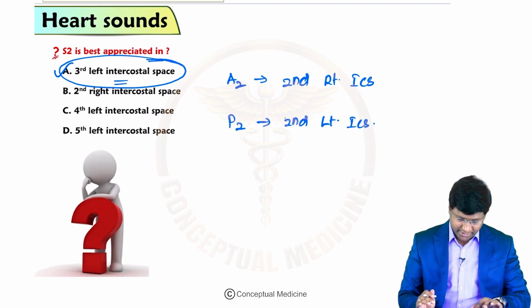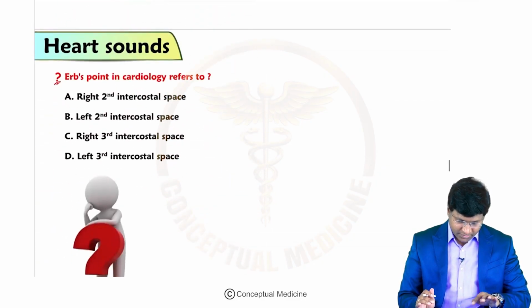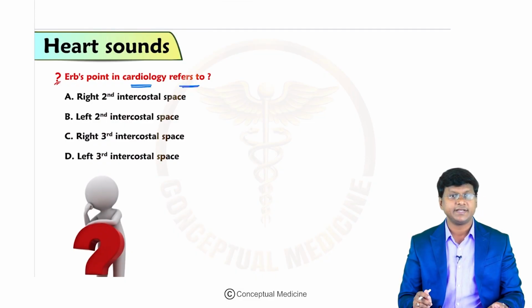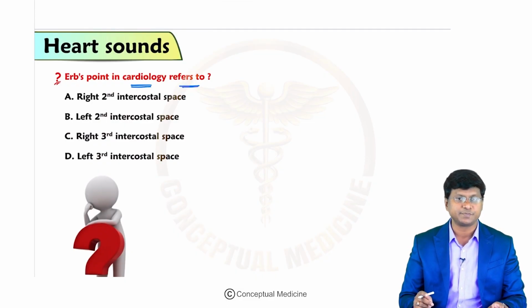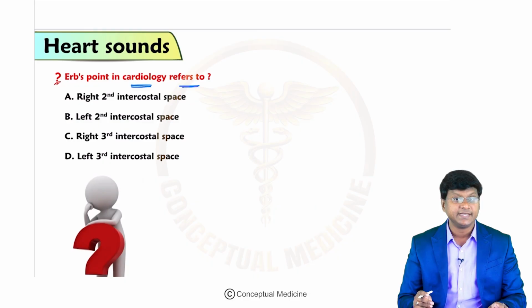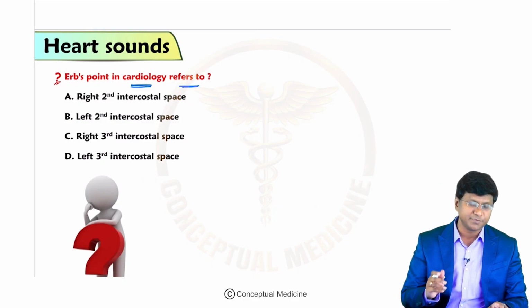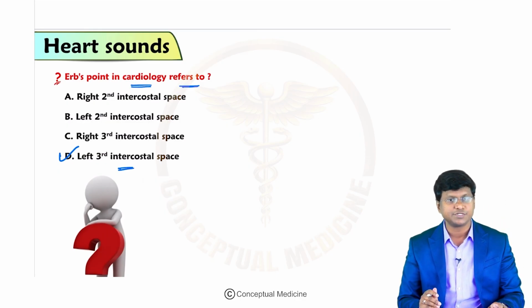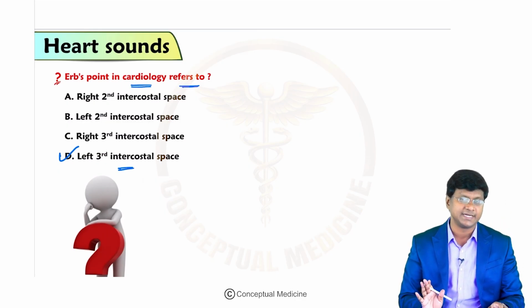Okay. Next. Erb's point in cardiology refers to the right second intercostal space, left second intercostal space, right third intercostal space, or left third intercostal space. So Erb's point in cardiology, please remember, refers to the left third intercostal space. So that is about the second heart sound.